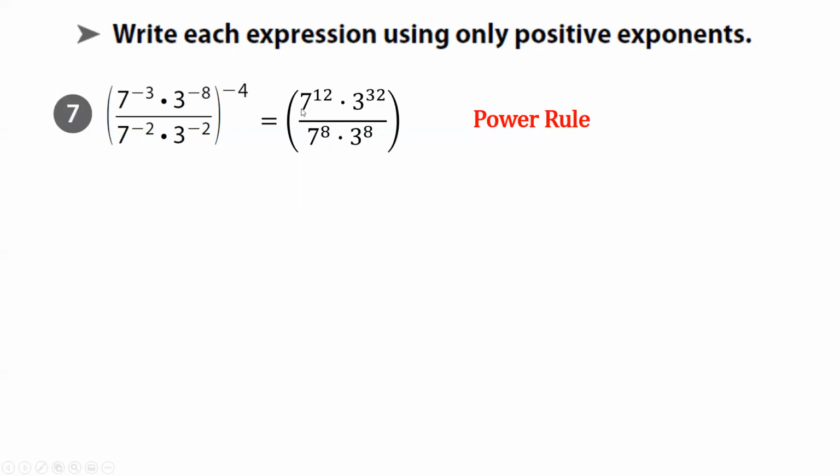I then once again notice that I have the same base being divided. When you have the same base being divided, you can use the quotient rule. This will be 12 take away 8, which will give me +4. And then 32 take away 8 will give me 24. Since both exponents are positive, I'm happy, I'm done. I can box this answer. The parentheses here are totally optional. You can remove them or keep them. It's up to you.